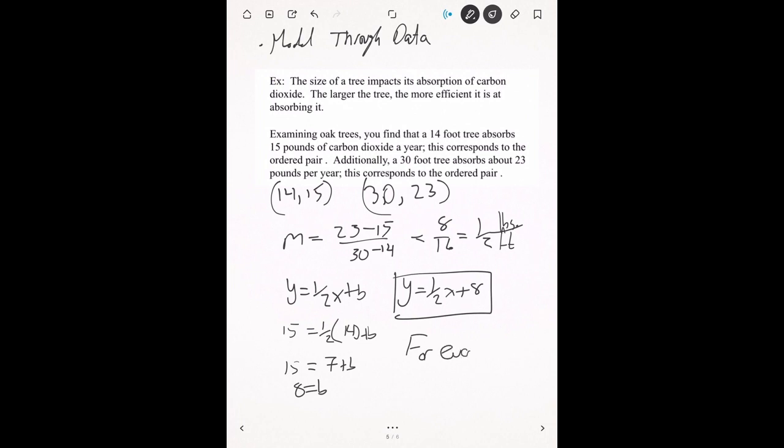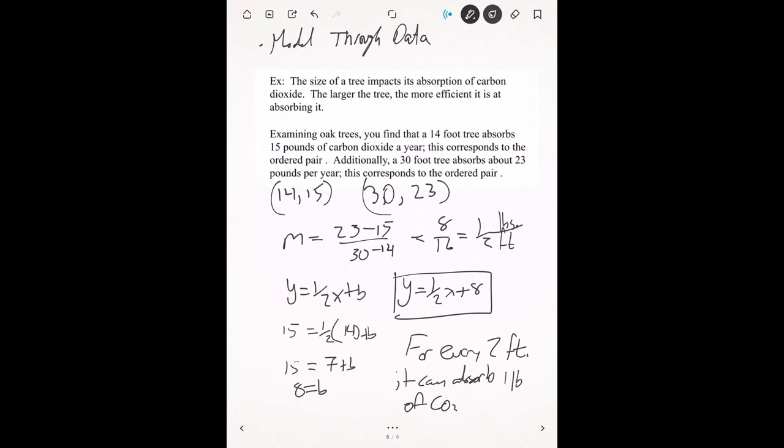for every 2 feet that the tree grows, it can absorb 1 pound. My stylus is messing up, sorry about that. So for every 2 feet a tree grows, it can absorb 1 pound of CO2. That's what that slope says for this particular problem.